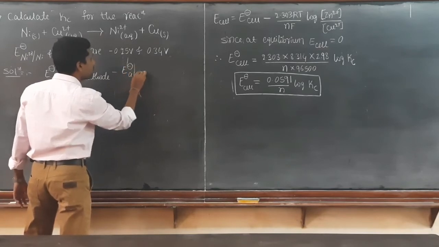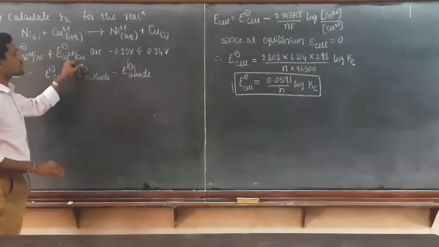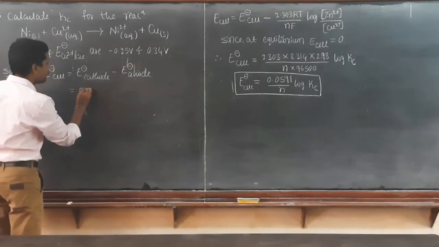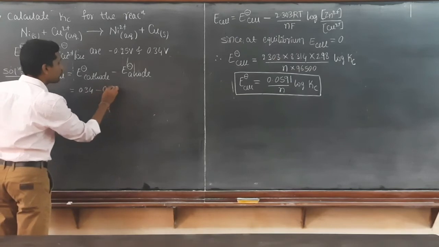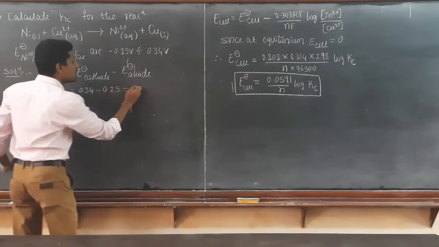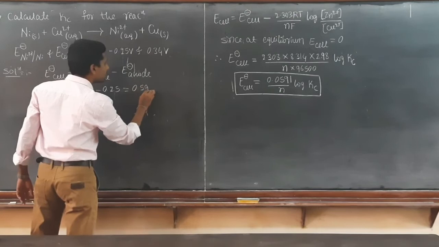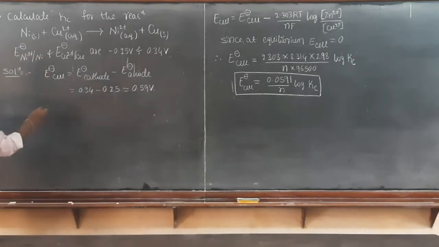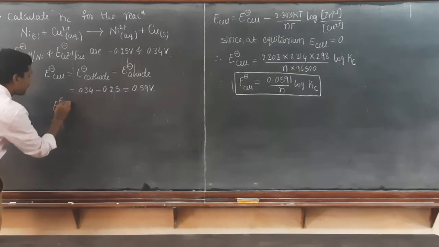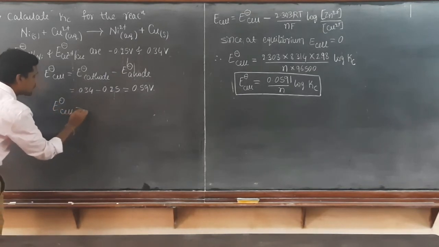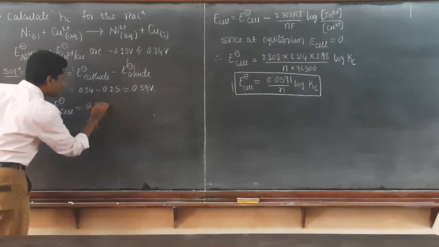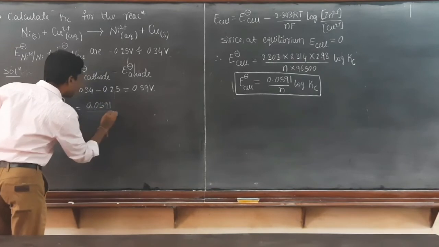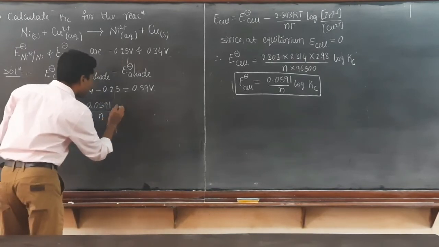So which one is the cathode in this case? The copper becomes the cathode because it has the positive sign. Therefore it becomes 0.34 volt minus of minus 0.25, so this is nothing but 0.59 volt. Next is the calculation. E naught of the cell is equal to 0.0591, 1 divided by n, then log of Kc.